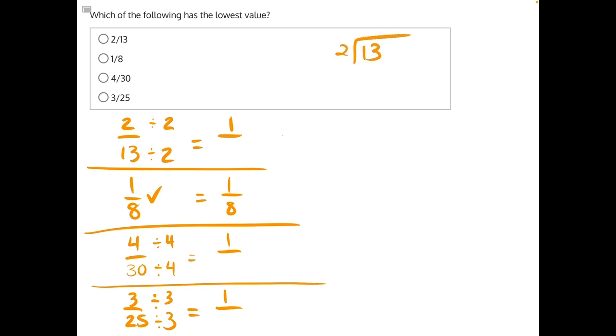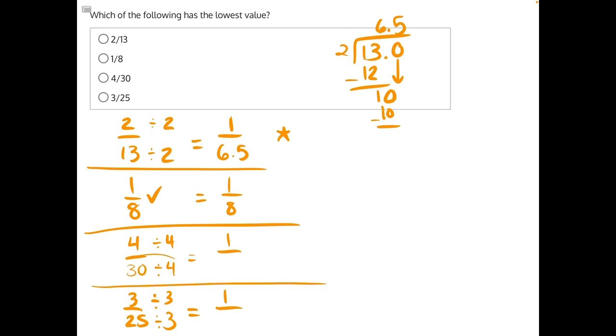For our first one, we have 2 goes into 13. 2 goes into 13 6 times. 2 times 6 is 12. We subtract, we get 1. 2 cannot go into 1, so we have to add a decimal, add a 0, and bring it down. 2 can go into 10 5 times evenly with no remainder, making our denominator here 6.5. I know it's not ideal to have decimals mixed in with our fractions, but this is just for comparison's sake.